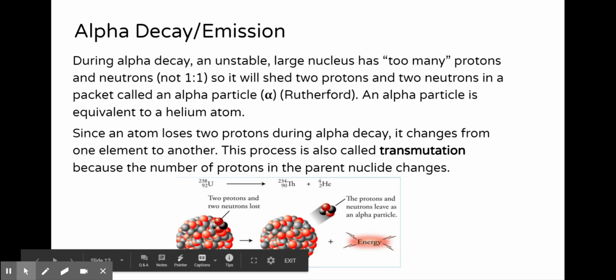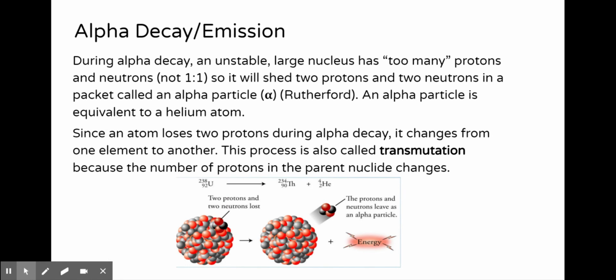Alpha decay and emission. During alpha decay, an unstable large nucleus has too many protons. Remember that band of stability. So I'm high up on the number of protons and neutrons, so it will shed 2 protons and 2 neutrons in a packet called an alpha particle. Remember Rutherford? He is the one who coined the term alpha particle.